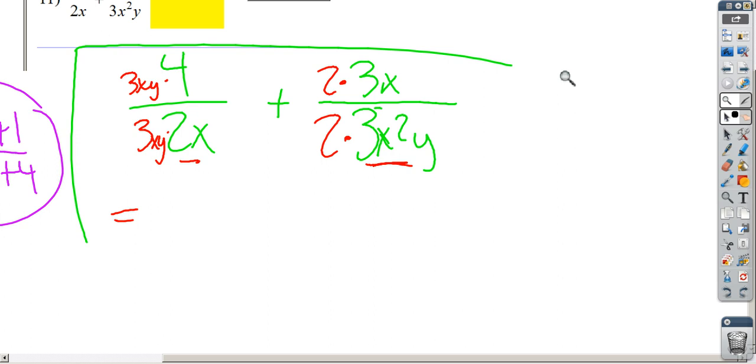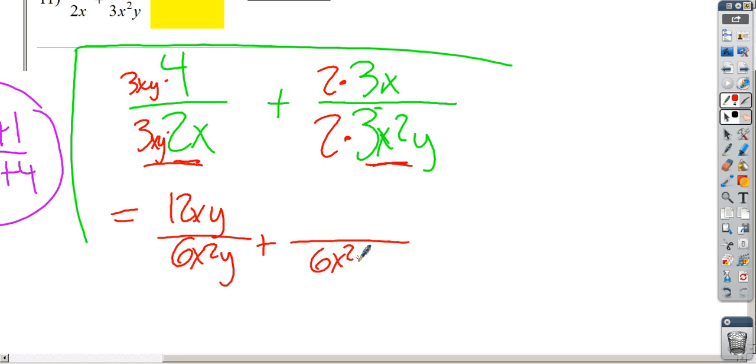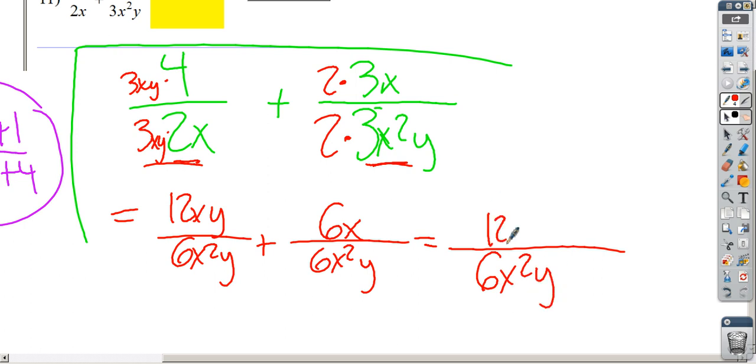Okay, so let's simplify this. So 3xy times 4 is 12xy. And then this bottom we already said is 6x squared y. Over here we know it's going to be 6x squared y. And then 2 times 3x on the top is 6x. Okay, now we can add these over one big denominator because they are the same. We have 12xy plus 6x.